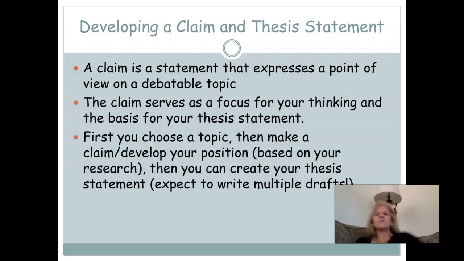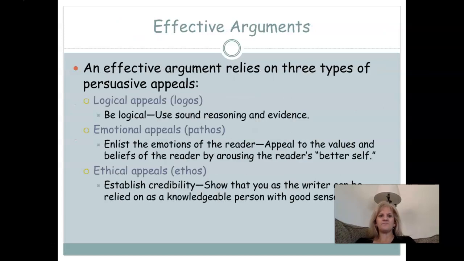Anyway, and then you're going to create your thesis statement. And we're going to practice writing thesis statements probably in the next week or two. But just know that your thesis statement is your opinion and then your reasons why.